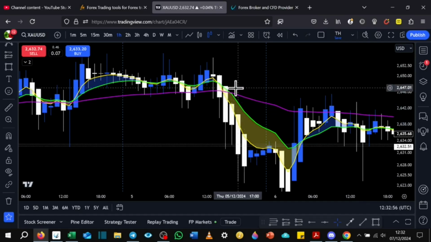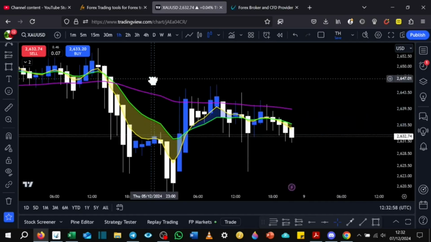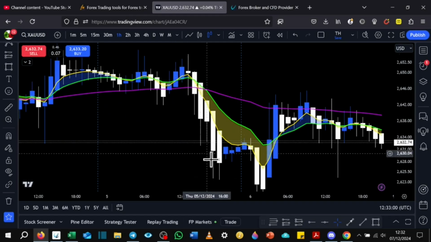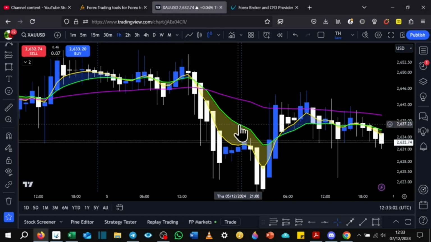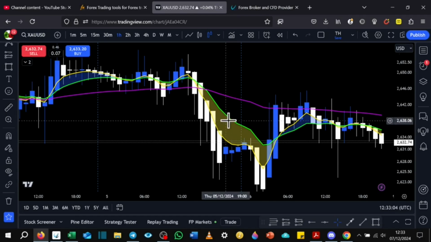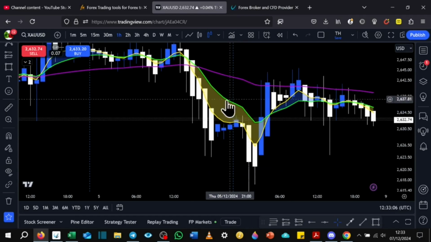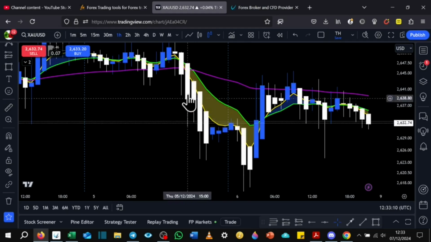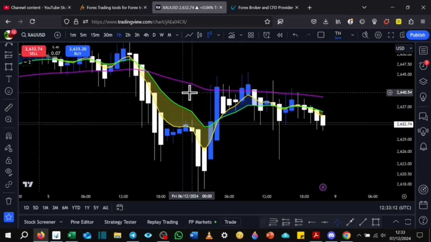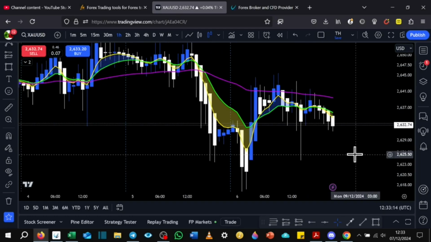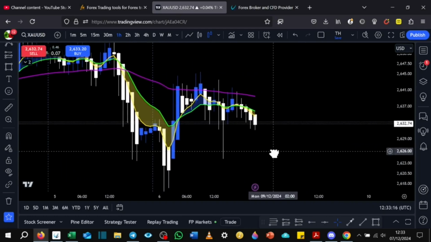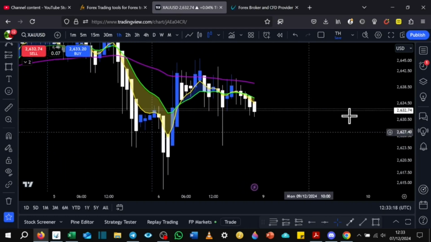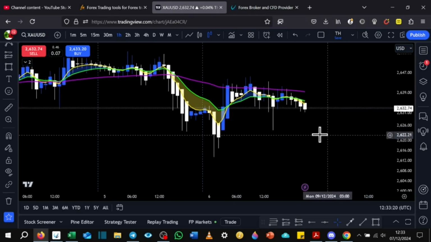Sometimes you get the pullback back up to this area. It didn't actually quite happen, and we never got the price come up to the 13 EMA. So there was no sells that could have been caught here, unless you obviously on the 5 EMA. But I did take the buy on Friday for gold.